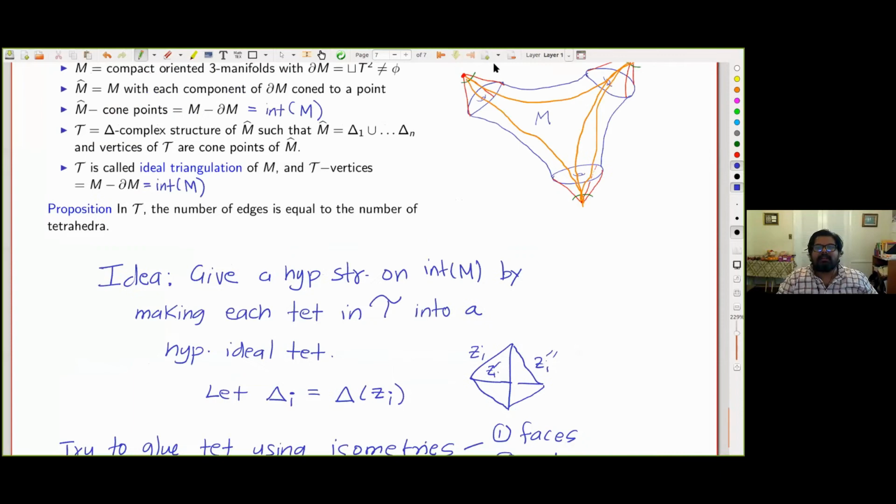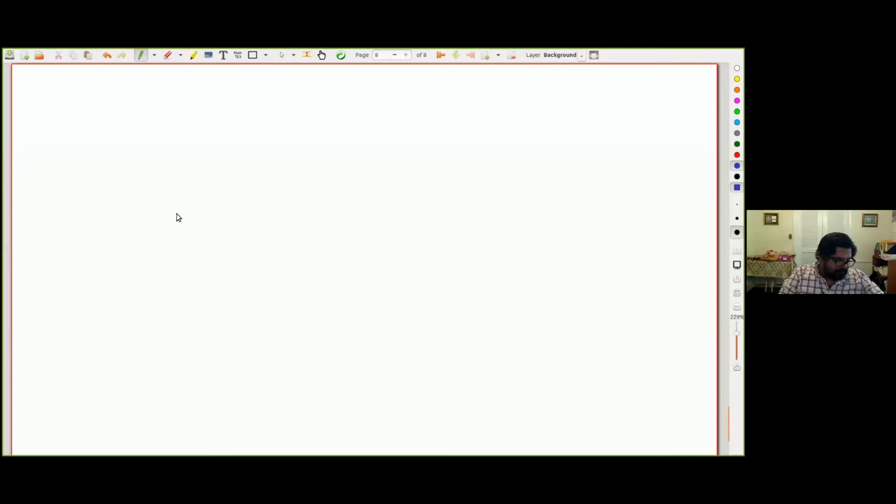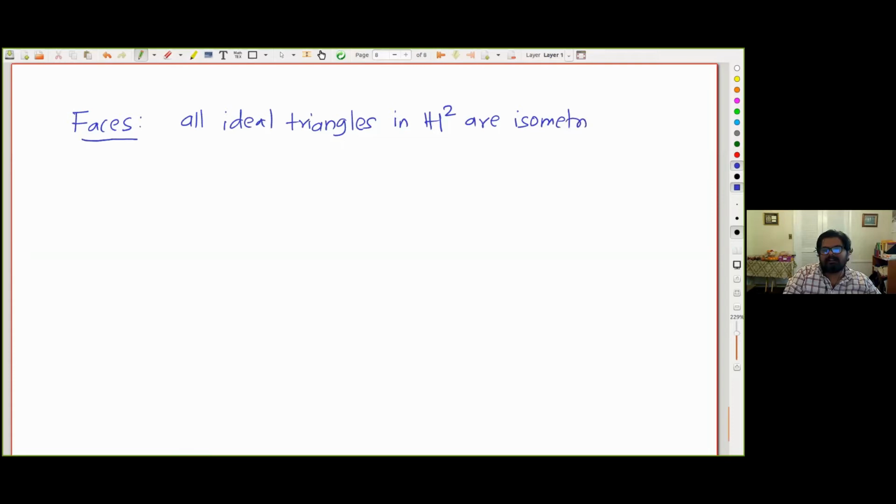And now the gluing equations come up. So how do the gluing equations come up? First of all, let's look at the faces. What happens with the faces? See, all ideal triangles in H2 are isometric. And so that implies that all of these faces are isometric. That implies you can always glue along faces, so there is no obstruction. So gluing along faces is okay. The hyperbolic structure extends.